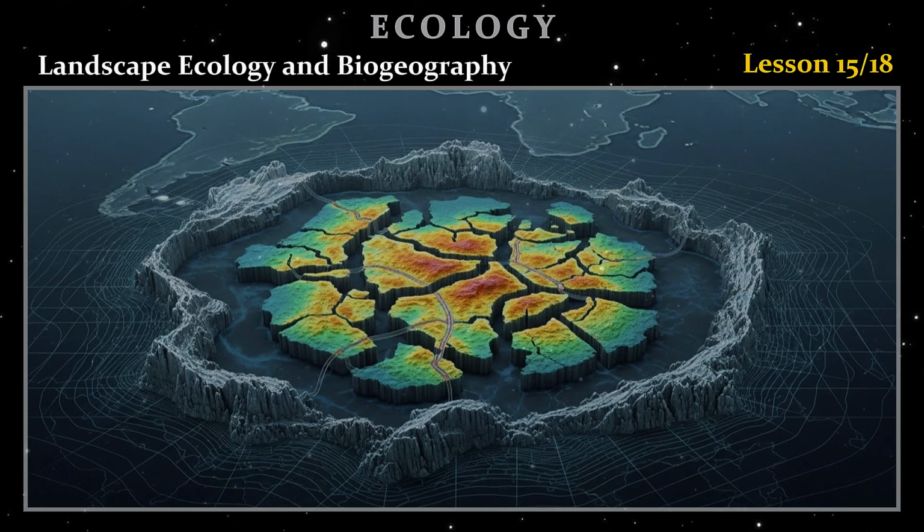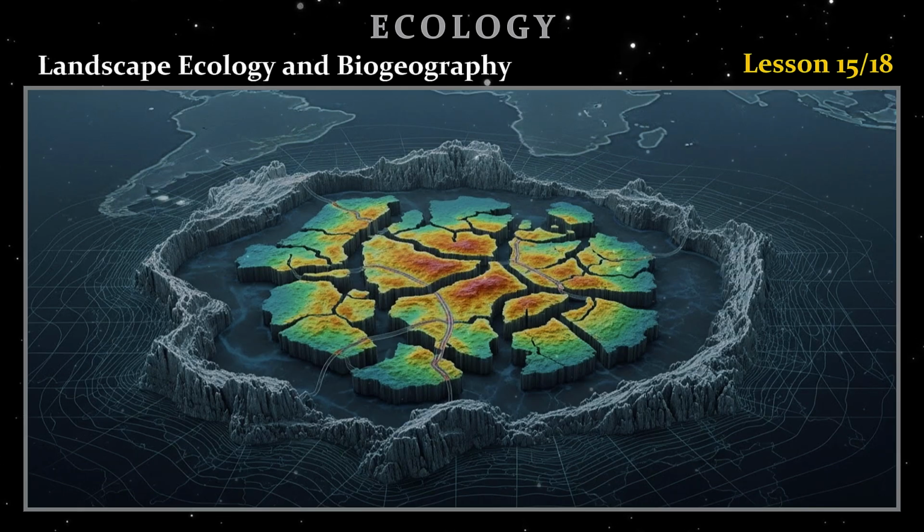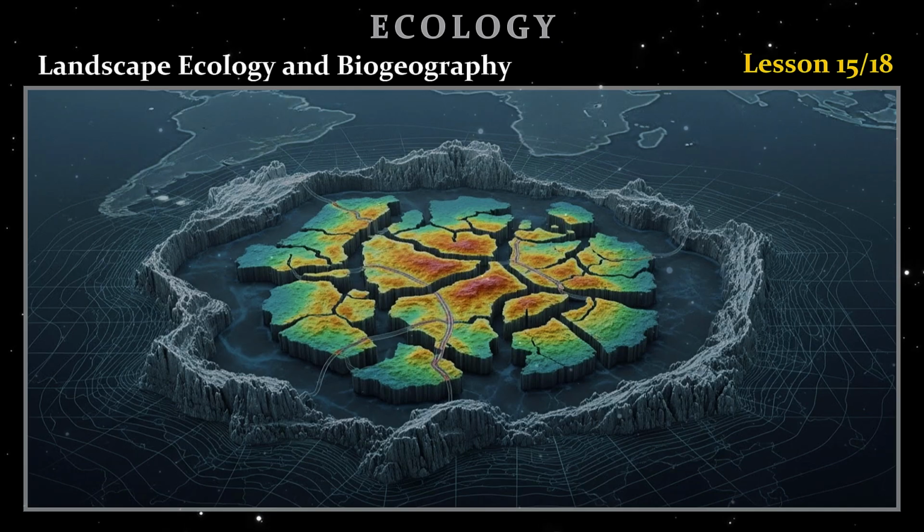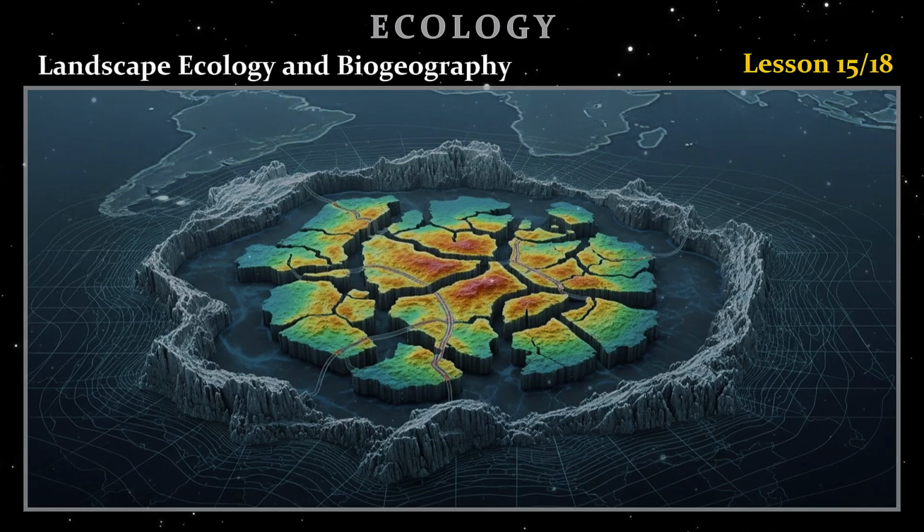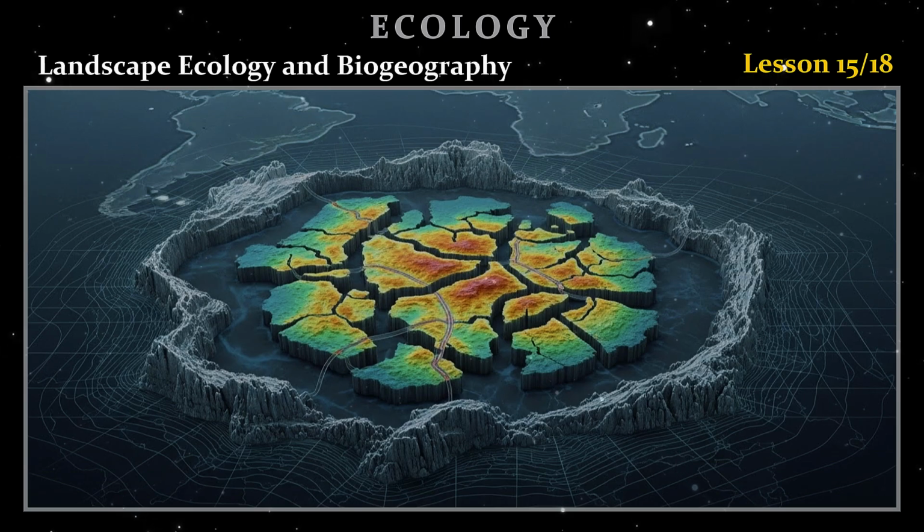An animal living in the patch is like a castaway on an island. To find a mate, it must cross the hostile matrix. If the matrix is dangerous, like a highway or a parking lot, the patch becomes a prison. If the matrix is soft like a garden, the patch is a home.